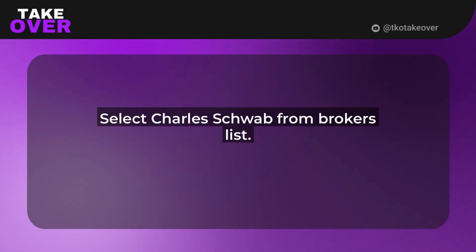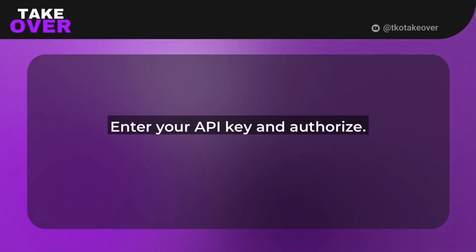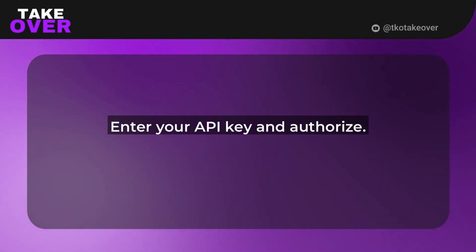Now, switch over to TradingView. Log into your account, then go to the Settings menu. It's usually in the top right corner. Navigate to the Brokers or Connections tab. You'll see a list of supported brokers. Select Charles Schwab from the options. Enter the API key you generated from Schwab, along with any other required details like your account number. Hit Connect, and TradingView will handle the rest, prompting you to authorize the link.